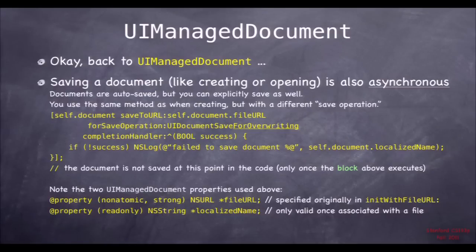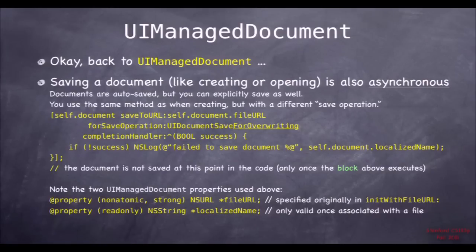Notice I've used a couple of interesting properties here in a UIDocument. One is fileURL. So that file URL that I specified when I initted it, I can get it back. I can also change it. It's okay, and save this file off to a new one, that's like when you do save as, right? You can basically do save as, change the file URL and save for creating, boom, create a new version of it. And then localizedName is an interesting property.